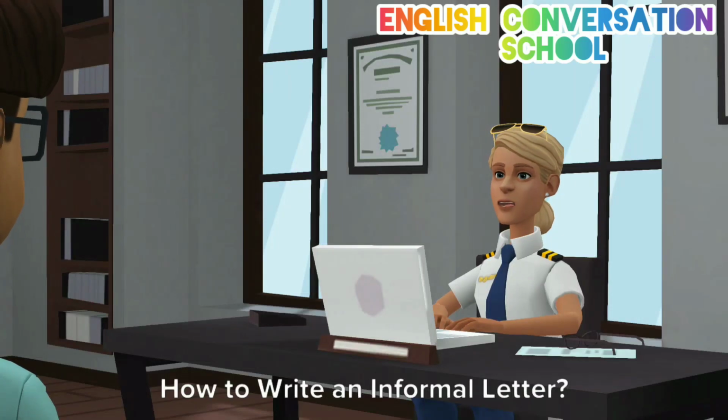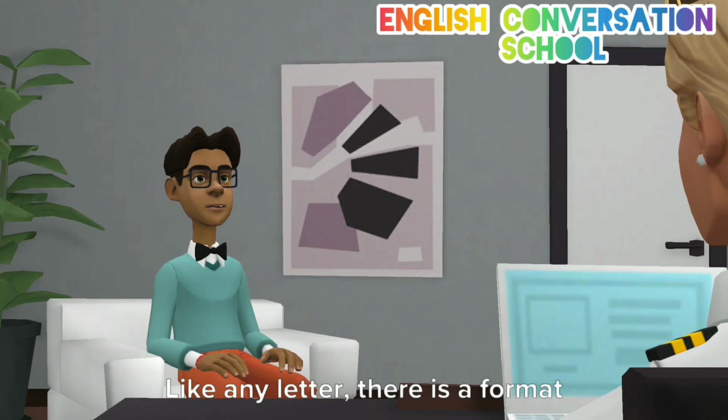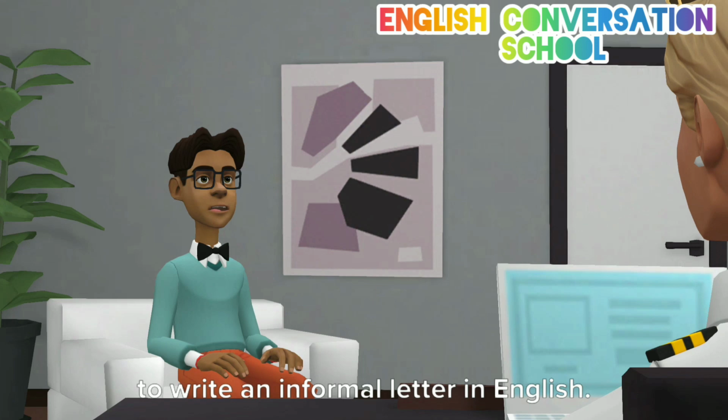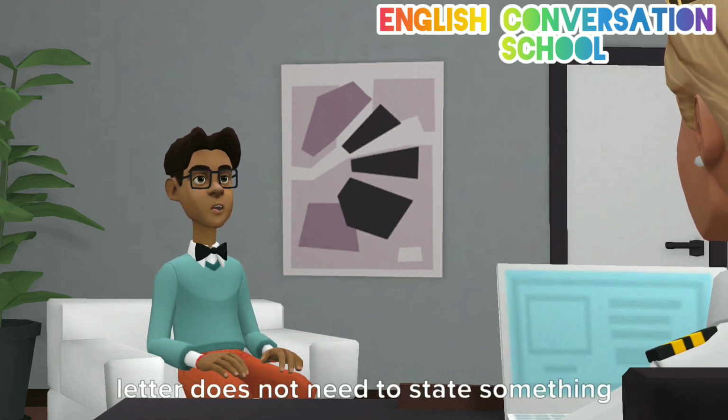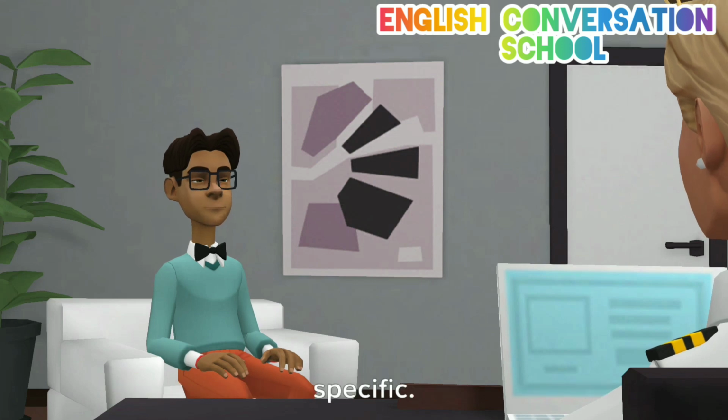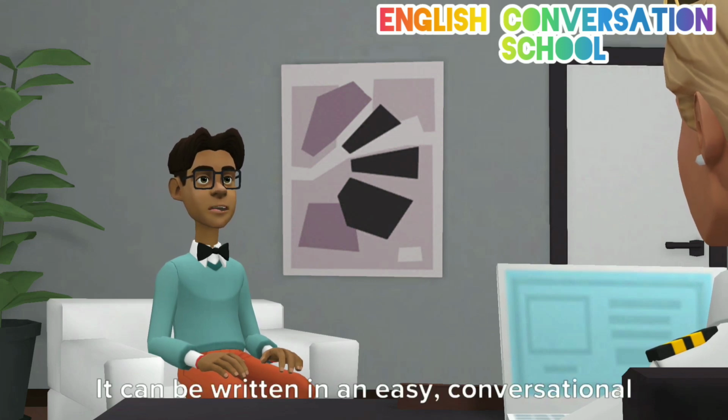How to write an informal letter? Like any letter, there is a format to write an informal letter in English. Unlike a formal letter, an informal letter does not need to state something specific. It can be written in an easy, conversational style.